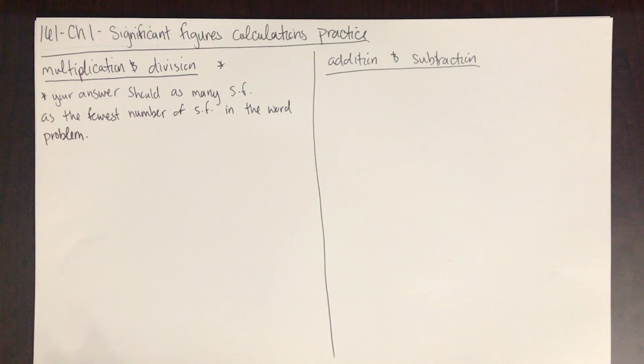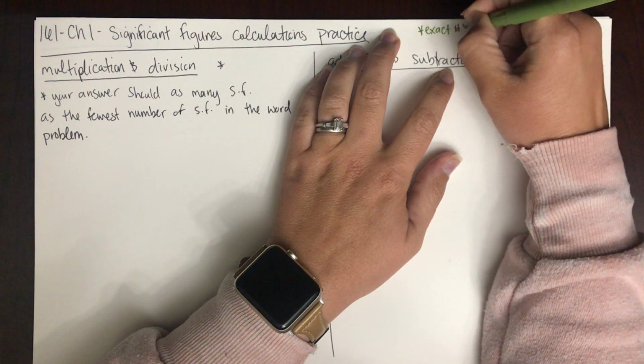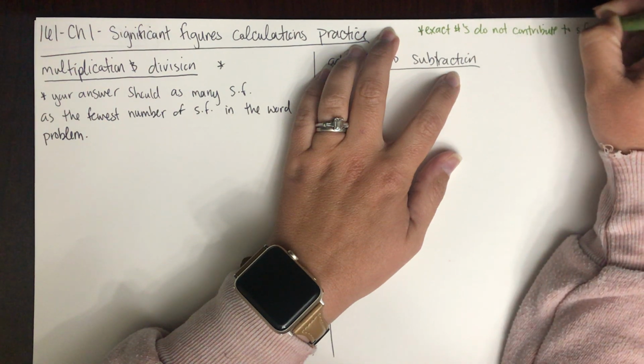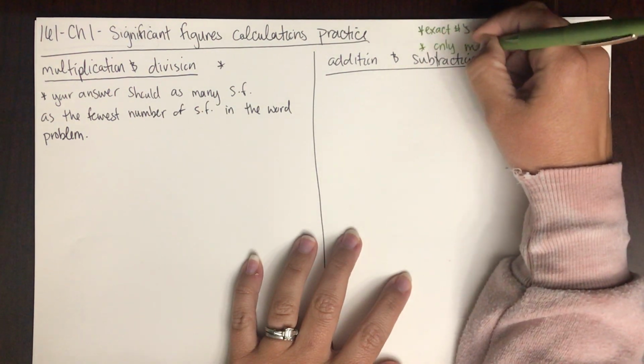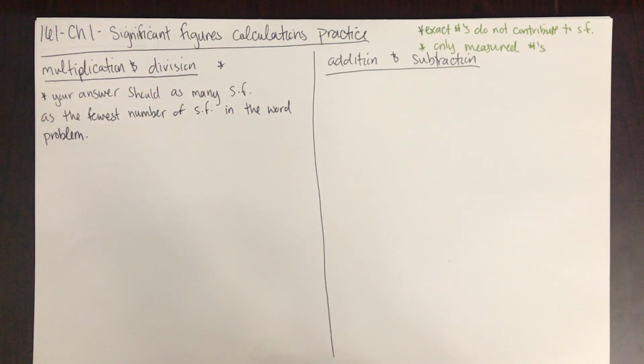Okay, so another thing to pay attention to here is that exact numbers do not contribute to significant figures. Only measured numbers. So we're only looking at the measured numbers. So these are numbers that have units after them. We haven't talked about conversion factors yet, but when we get to conversion factors, we're going to see that conversion factors are exact numbers. So the number of significant figures in a conversion factor also do not contribute to the number of significant figures. I'll remind you of all of that when we get to a specific example.